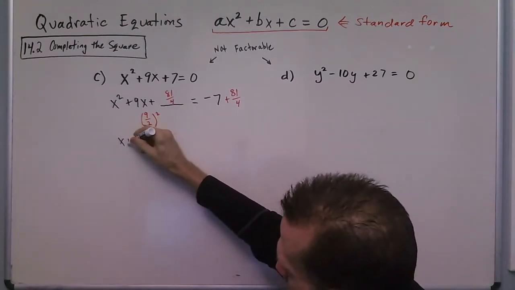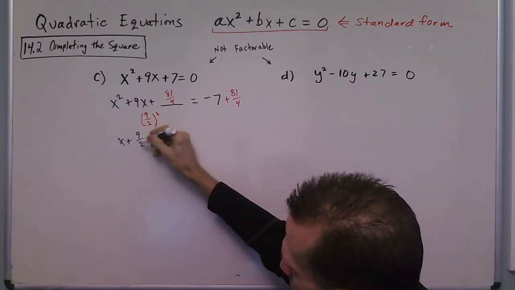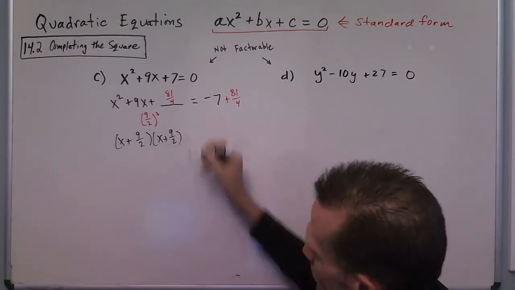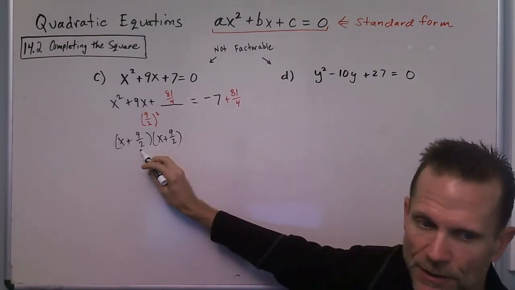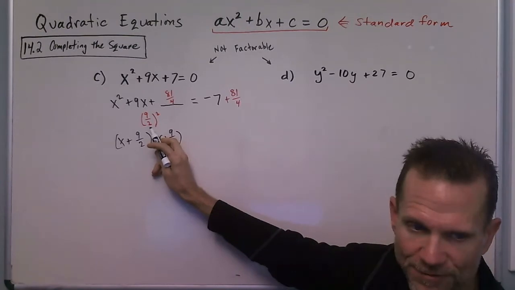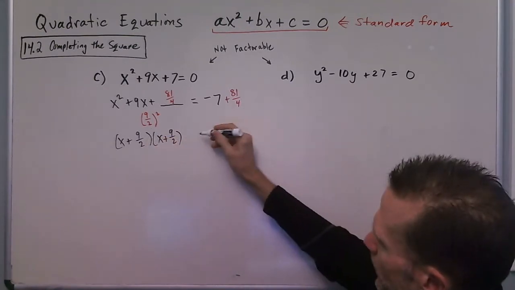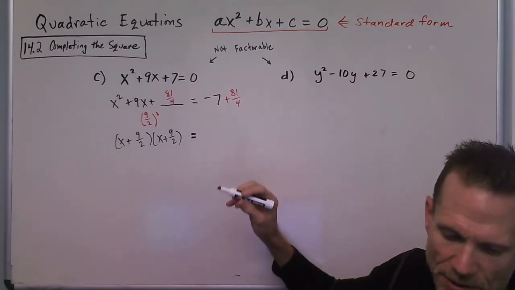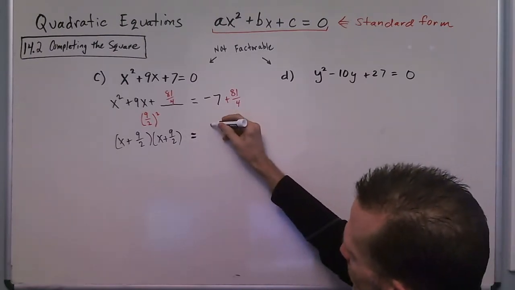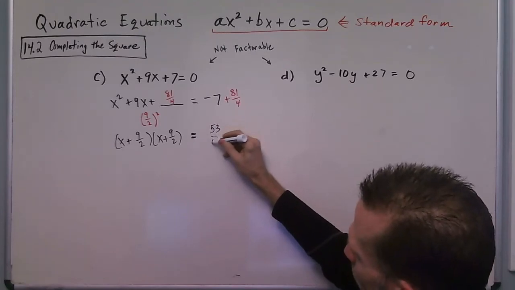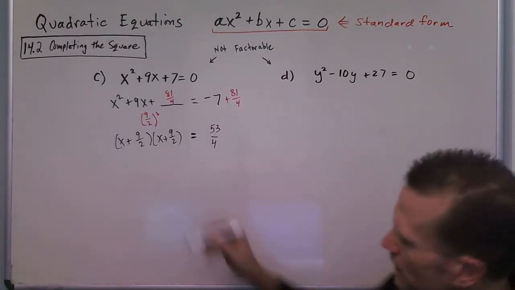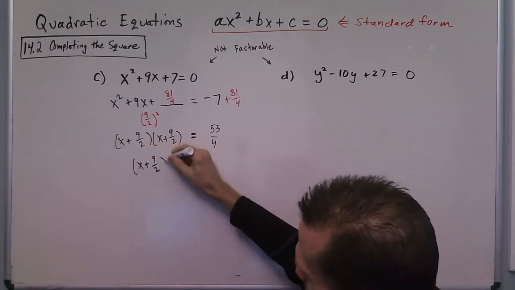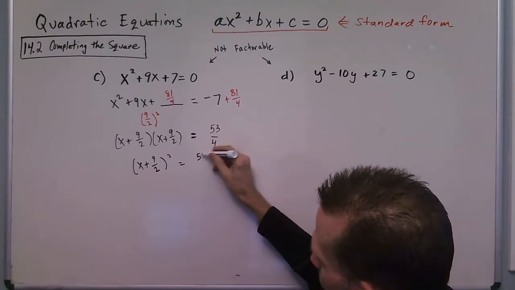So what I get on the right side when I factor it, and if you do a couple of these, you start to realize that this term right here ends up being the half of b value. Okay? And then on this right side here, we get 53 over 4. Okay. So writing this as a squared binomial, and then 53 over 4.